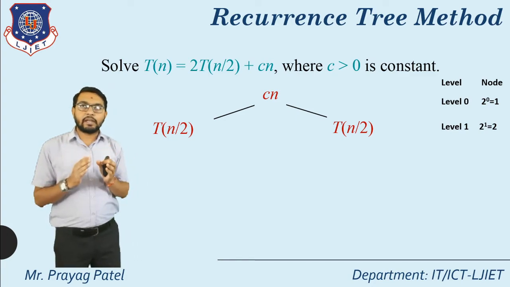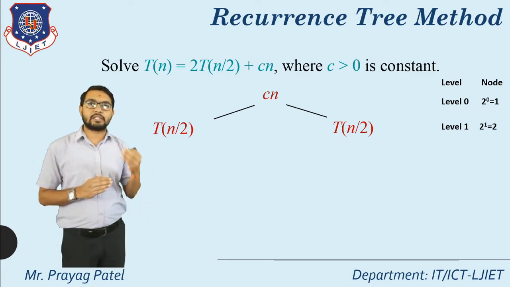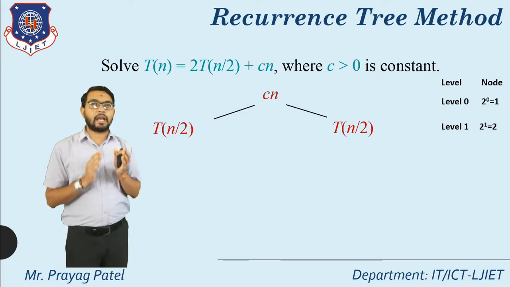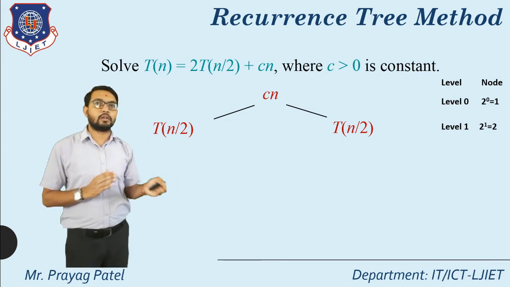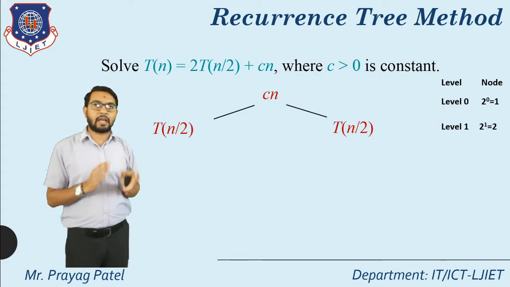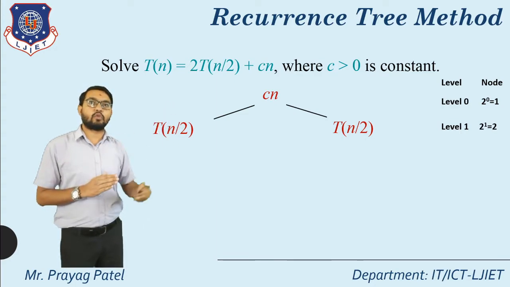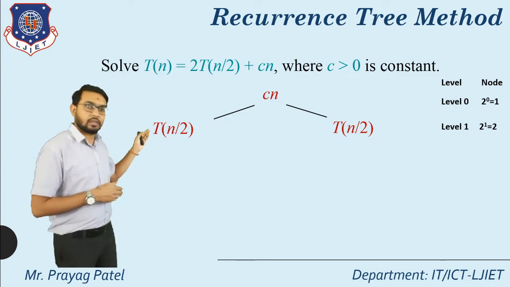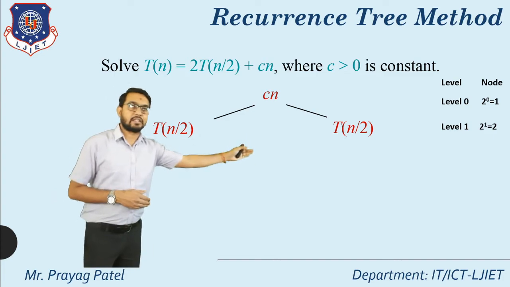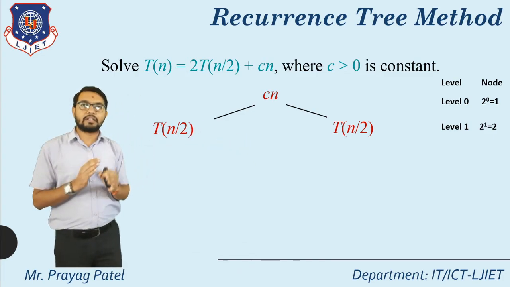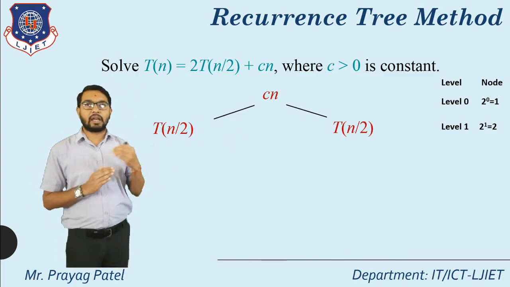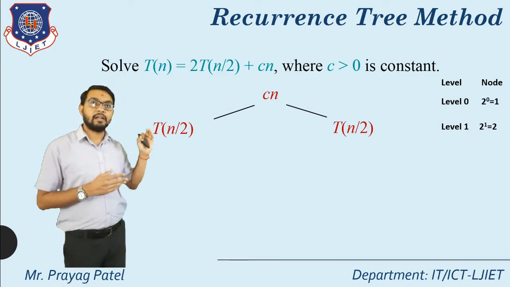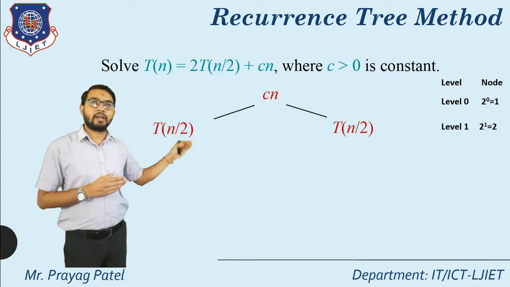Now, what is the sub part or sub problem? For T(n), we consider 2T(n/2) + c·n. So c·n is the cost, and the sub part or recursive call is T(n/2) for 2 times. First consider T(n/2), second consider T(n/2). So 2 times we consider T(n/2). That's why we can say 2T(n/2). So this is a recurrence call for level number 1.